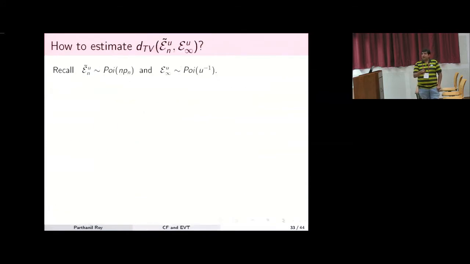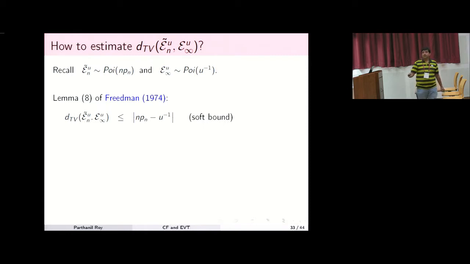Okay, so as Remco already said, if you take two Poisson random variables, their total variation distance, because of lemma 8 of Freedman, can be bounded by the distance of their expectations. These are very soft bounds, there are much better bounds. This can even be given right after the definition of total variation distance. My guess is that this can be given as an exercise in probability theory 1. Yeah, this is not difficult at all. It's just one small trick. This is a soft bound.